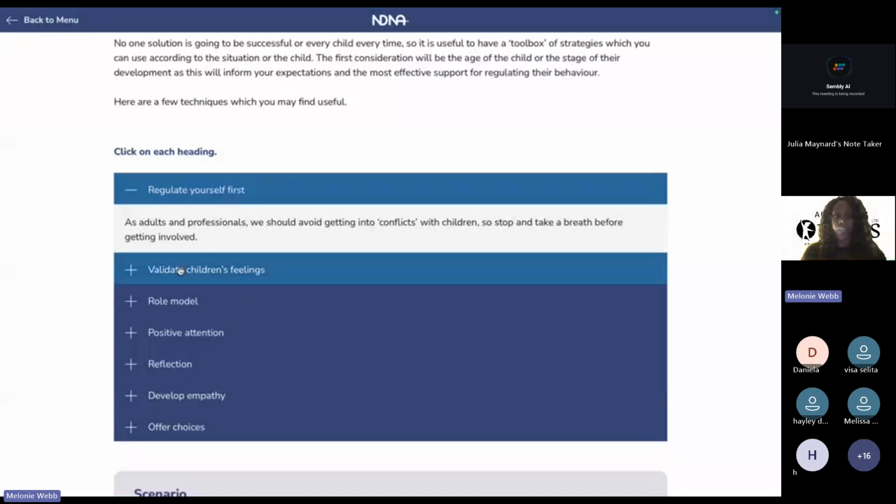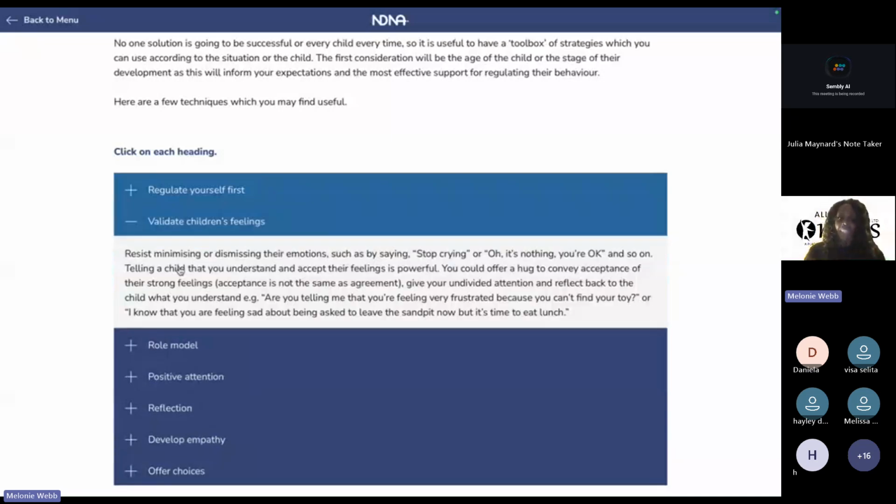But regulate yourself first, then you validate the children's feelings. Resist minimizing or dismissing their emotions, such as by saying, "Stop crying," or "Oh, it's nothing, you're okay," and so on.